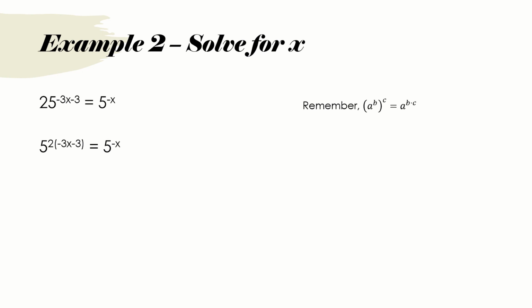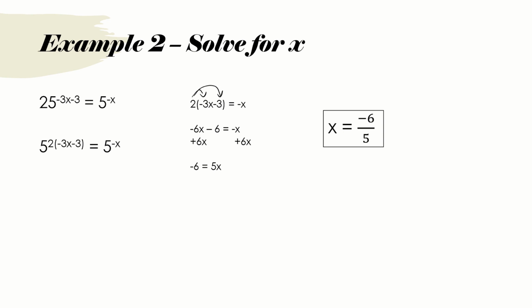So now that the bases are the same right here, just like for example 1, we can set the equations equal to each other. So 2 times negative 3x minus 3 is equal to negative x. So what we do is we distribute the 2, right? We add 6x to both sides, and we get that equation. Then we divide everything by 5, and we get negative 6 over 5, okay?